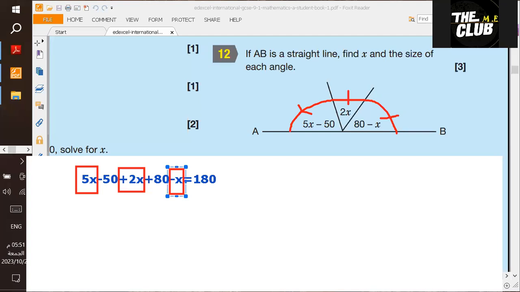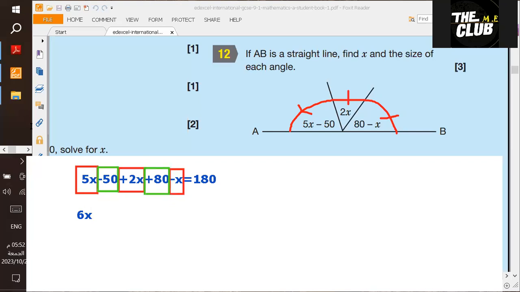Okay. I'm gonna work them out together. I have 5x plus 2x gives 7x. 7x minus x to get 6x. So I end up with 6x. That's the first one. And then the other like terms are the constants, because they're numbers. I'm gonna add the numbers alone. So this one is minus 50. This one is 80. So minus 50 plus 80 gives how much? It's going to be plus 30.